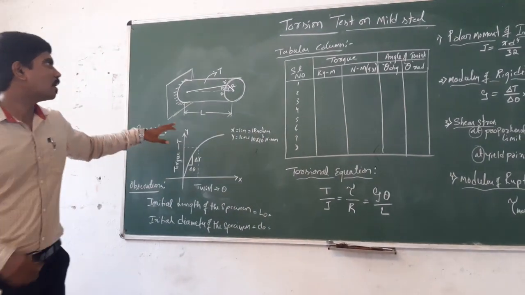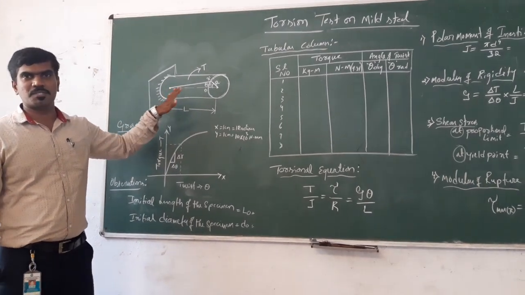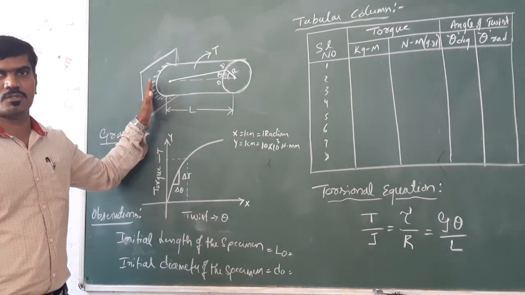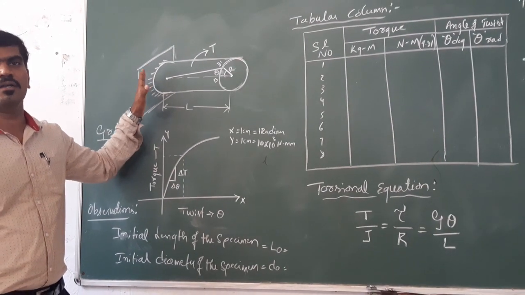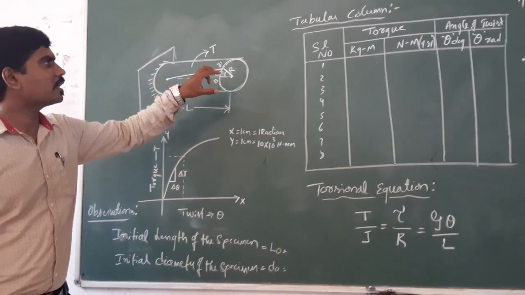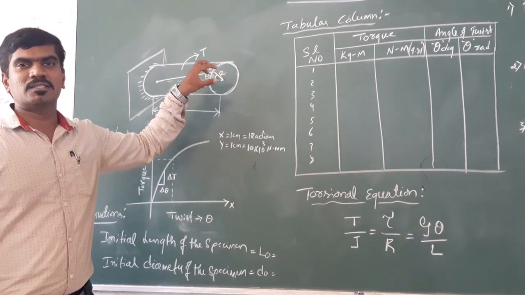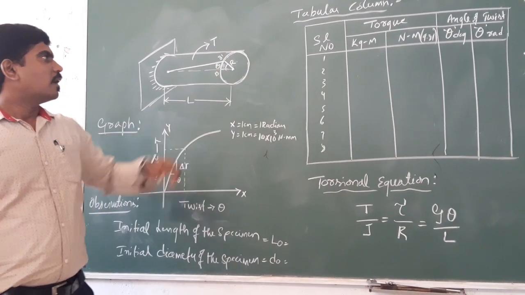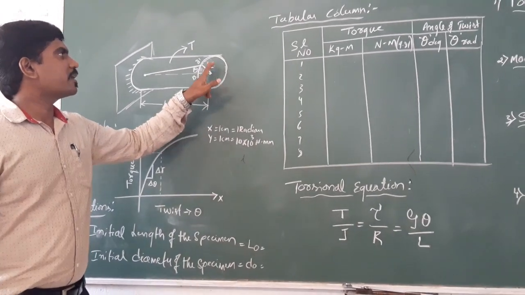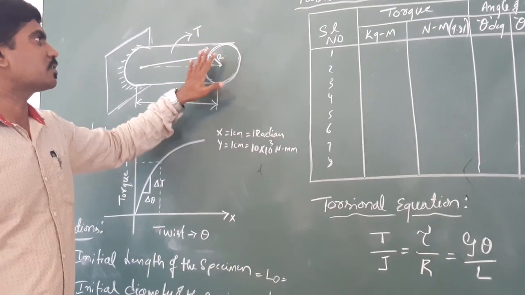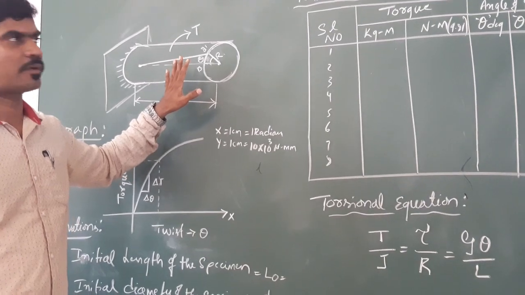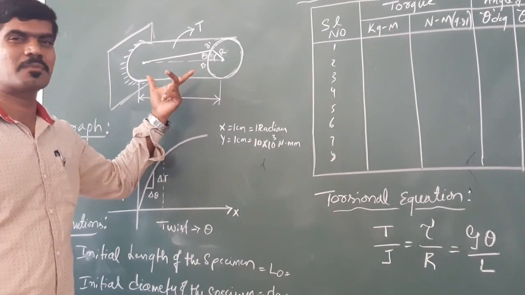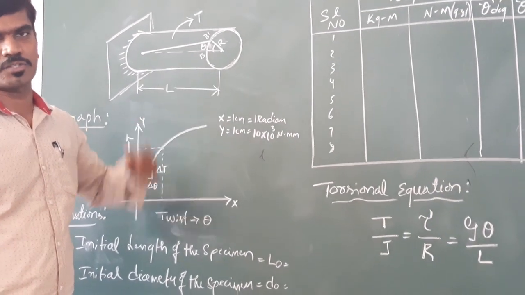First we can see this is a specimen. Here one end is rigidly fixed so that it cannot move or rotate, and at the other end we are going to apply the torque or twisting force on the specimen. Here R is the radius of the shaft or specimen, and L is the gauge length in which the specimen fails or fractures.